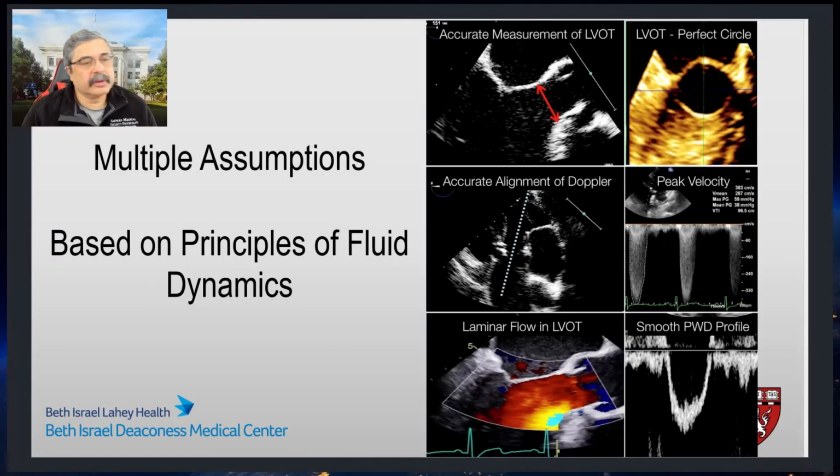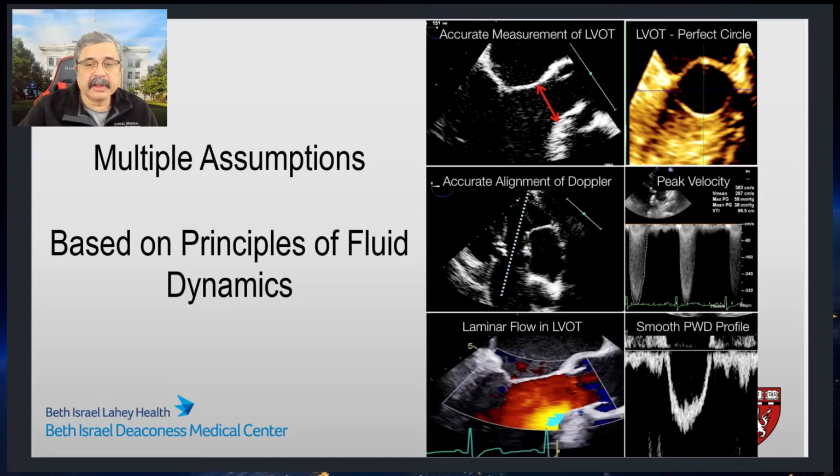Now let's go over the continuity equation finally. It's based on multiple assumptions of geometry and flow, and also based on principles of fluid dynamics. Assumptions are that you have measured the diameter of the LVOT accurately. LVOT is a perfect circle, so a single linear measure provides the area of the entire circle.